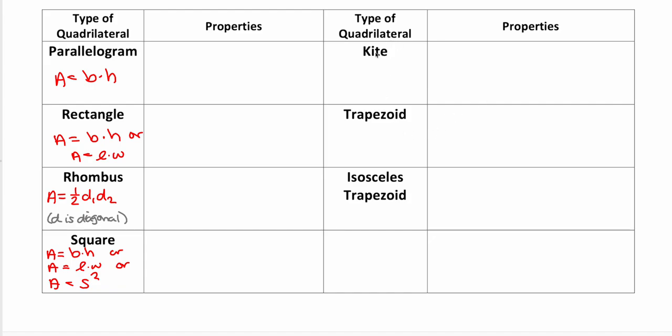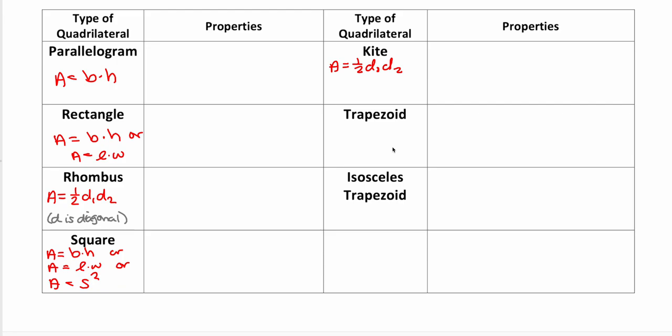The next quadrilateral is a kite. Now, a kite and a rhombus actually are very similar in nature, and therefore they have the same equation for the area. So for a kite, the area is equal to 1/2 times diagonal 1 times diagonal 2. So the first diagonal times the second diagonal.